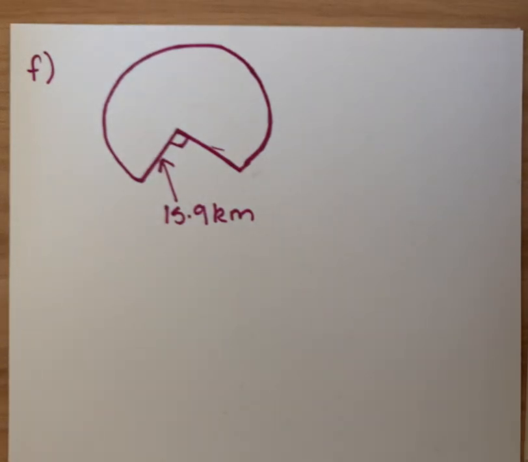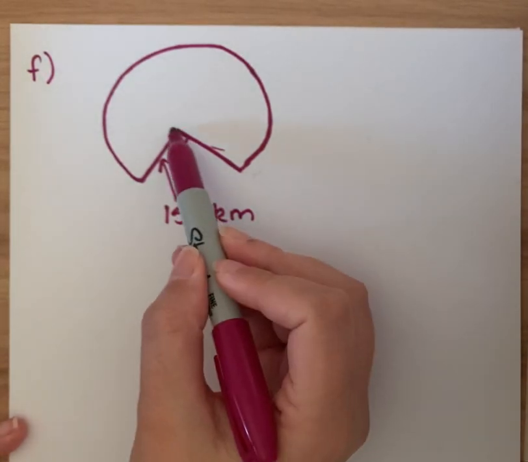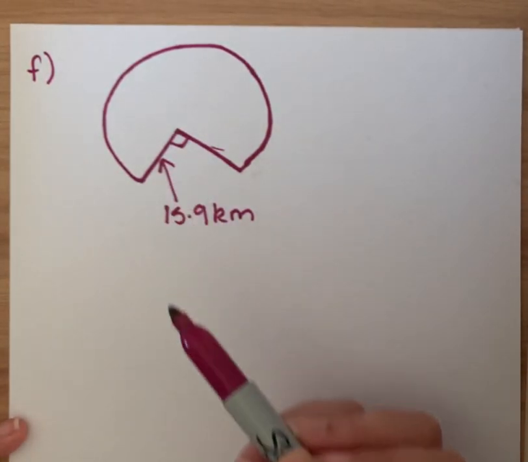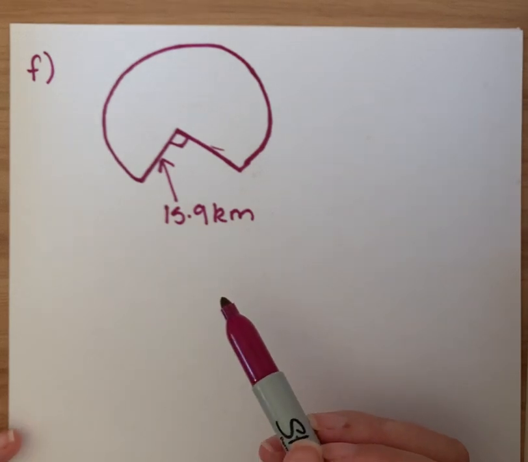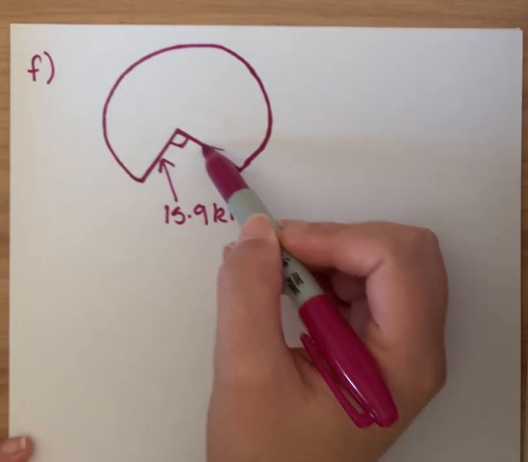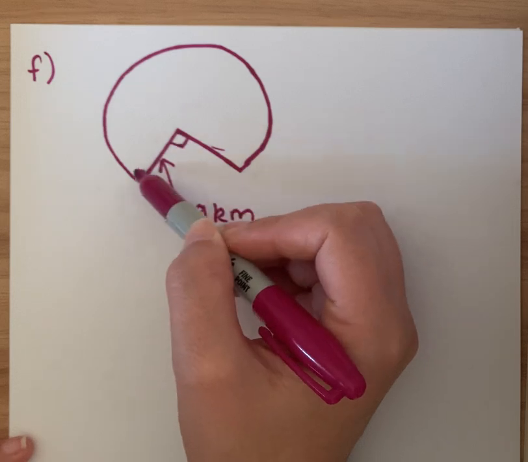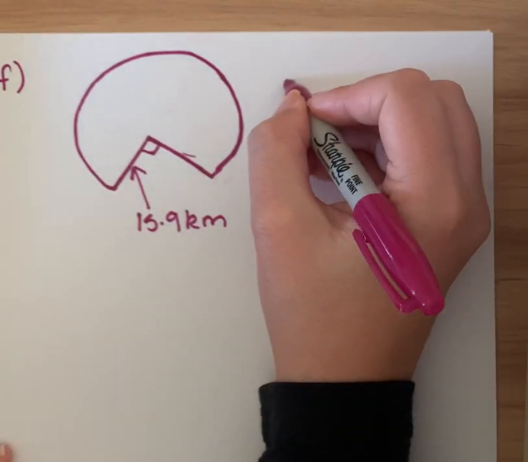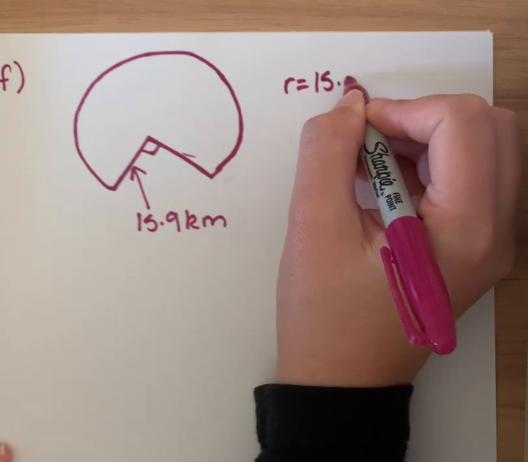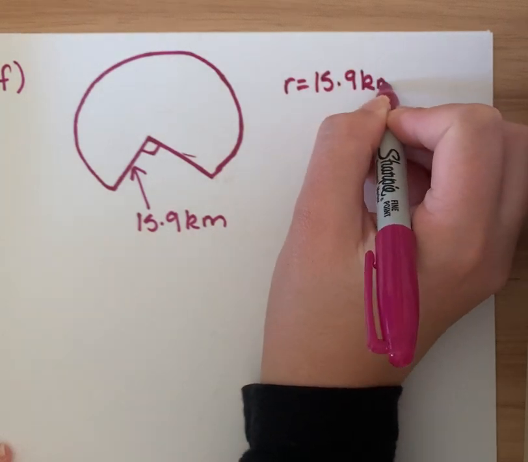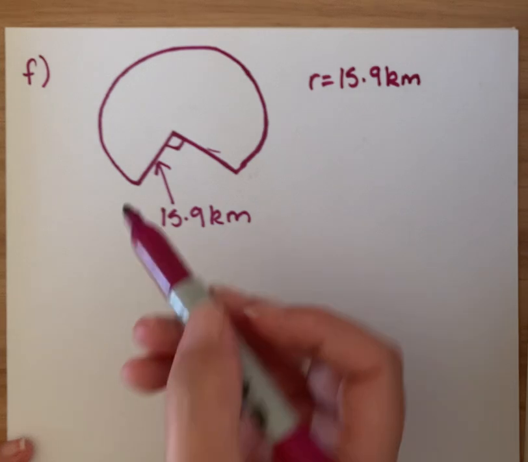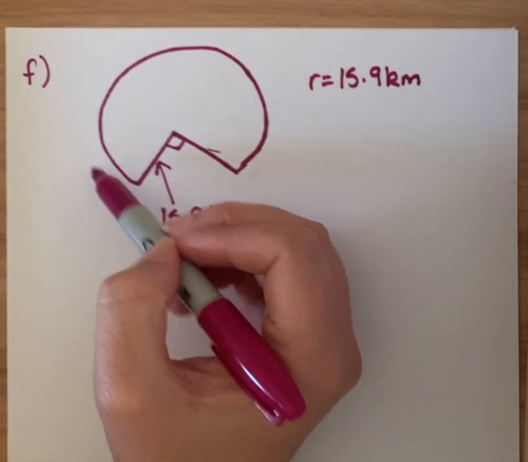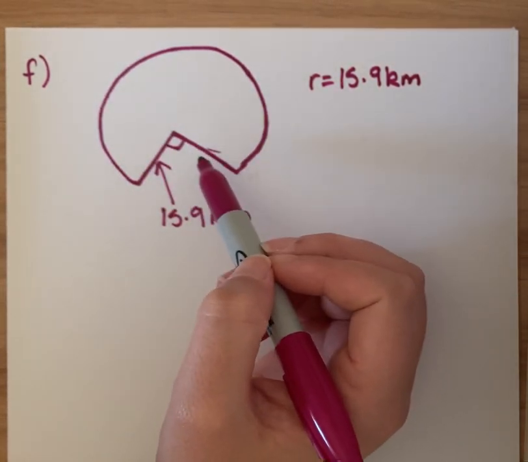Okay, question 5f. This is an awful drawing. This does not look like the center of the circle, but in the diagram in the textbook, it is the center. So these are the radii. So we've got a radius of 15.9 kilometers. And we've got what looks to be 3/4 of a circle here.